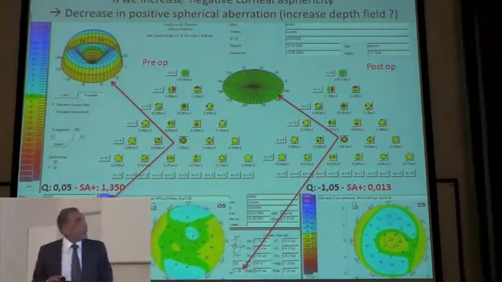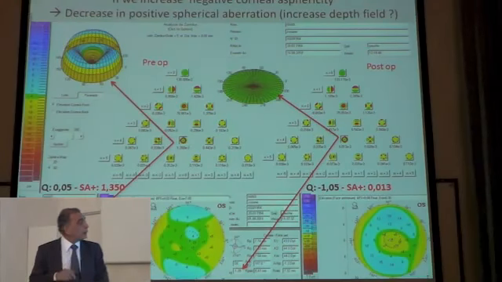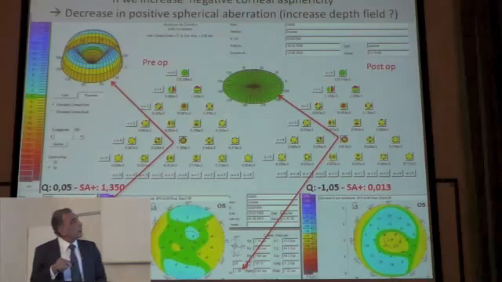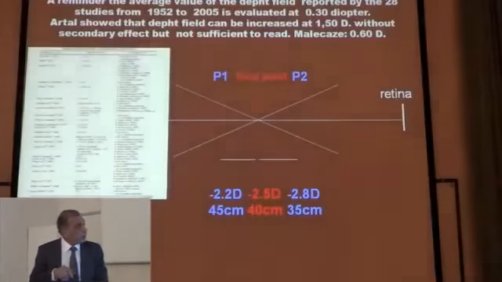If you increase negative corneal asphericity, as you can see here, you decrease the positive spherical aberration, as you can see here, and we see you have a more prolate cornea after. So increase negative corneal asphericity, decrease spherical aberration, increase depth of field, and more prolate cornea.